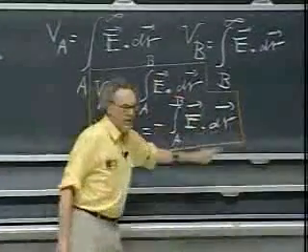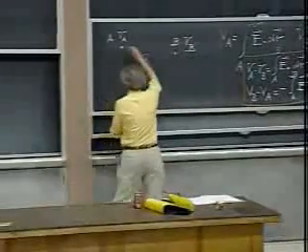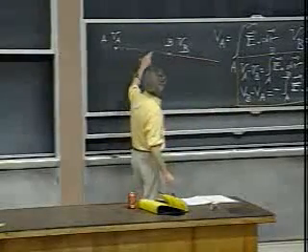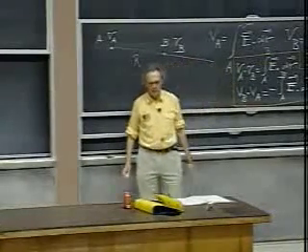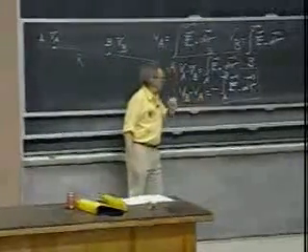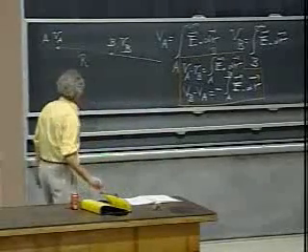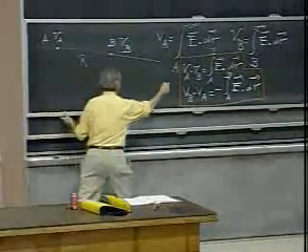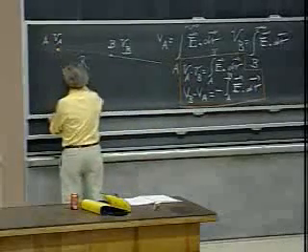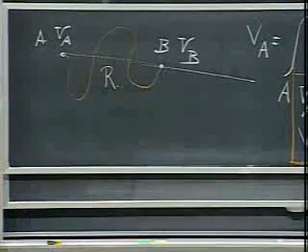I will change this dr to a different symbol, which I call dl. dr would mean that we go from A to infinity along this straight line, and then we go from B to infinity along the straight line, but it makes no difference how you go. If you go from A to B, this potential difference, and you go in this way, then VA minus VB is not going to change.